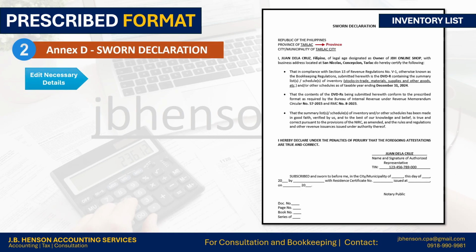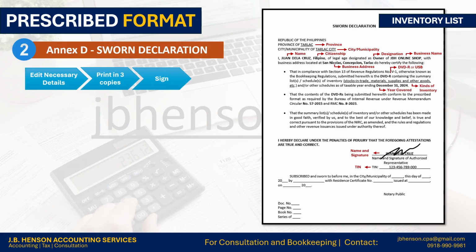Your province, your city or municipality, your name, your citizenship, your position, your business name, your business address, DVD or USB, depende kung anong ginamit mo sa pag-submit, kinds of inventory, taxable year covered, your name, signature, and TIN. Then leave the lower part blank. Print 3 copies just to make sure, sign it, and have it notarized.